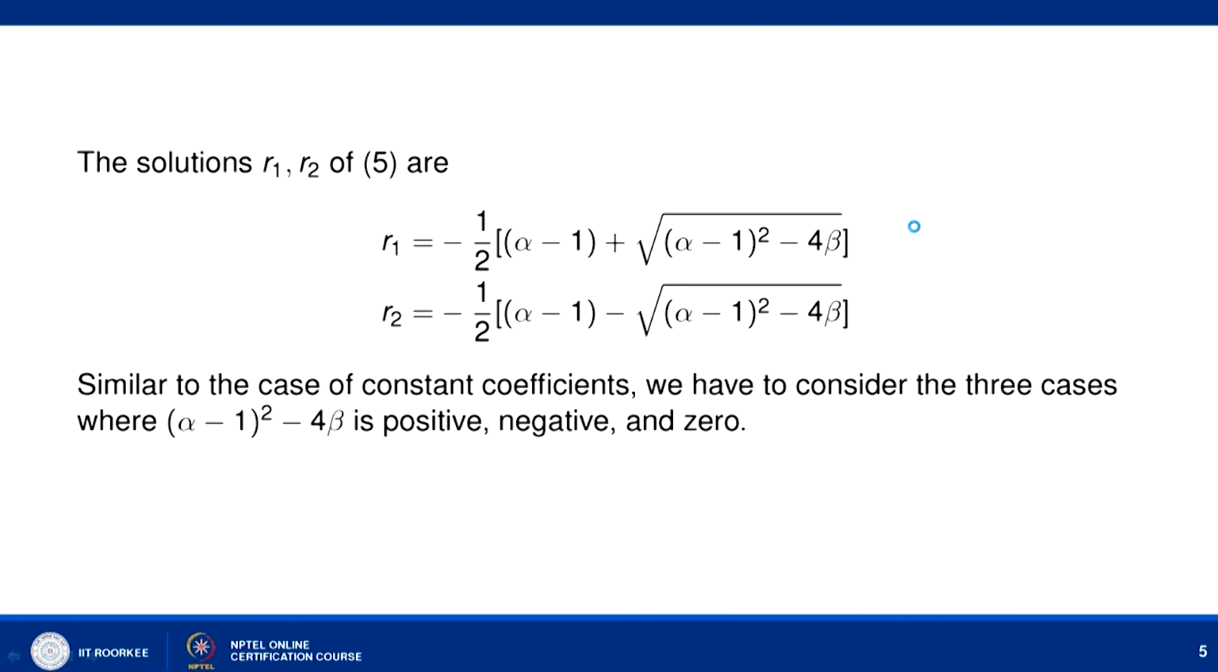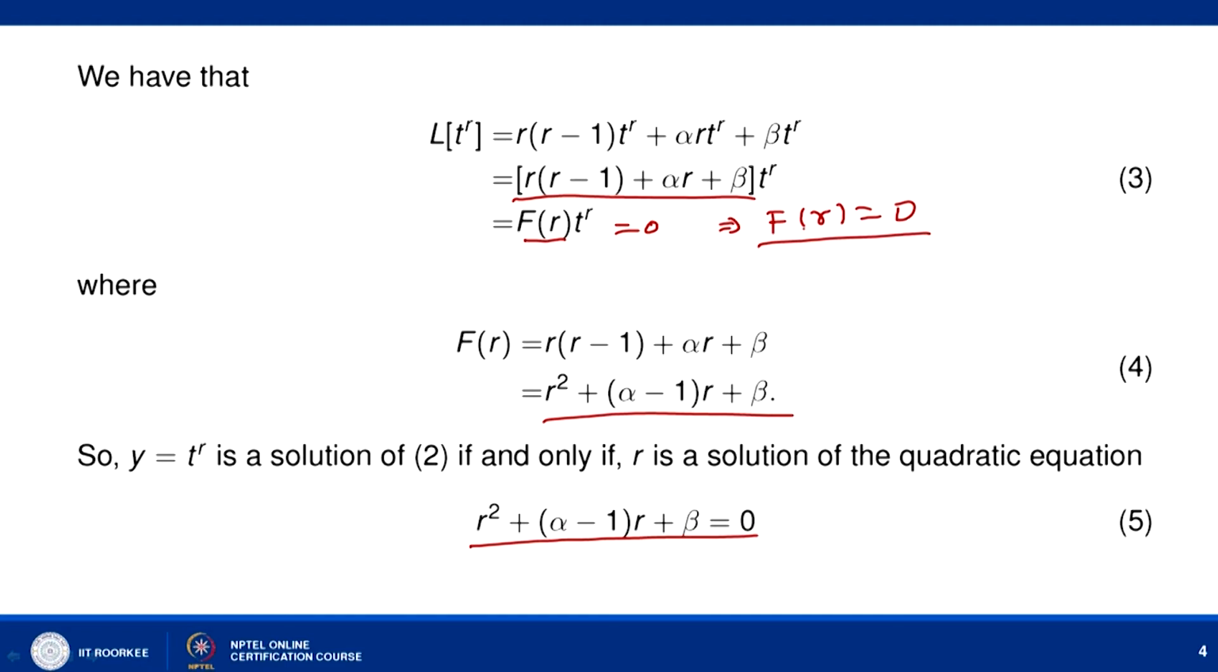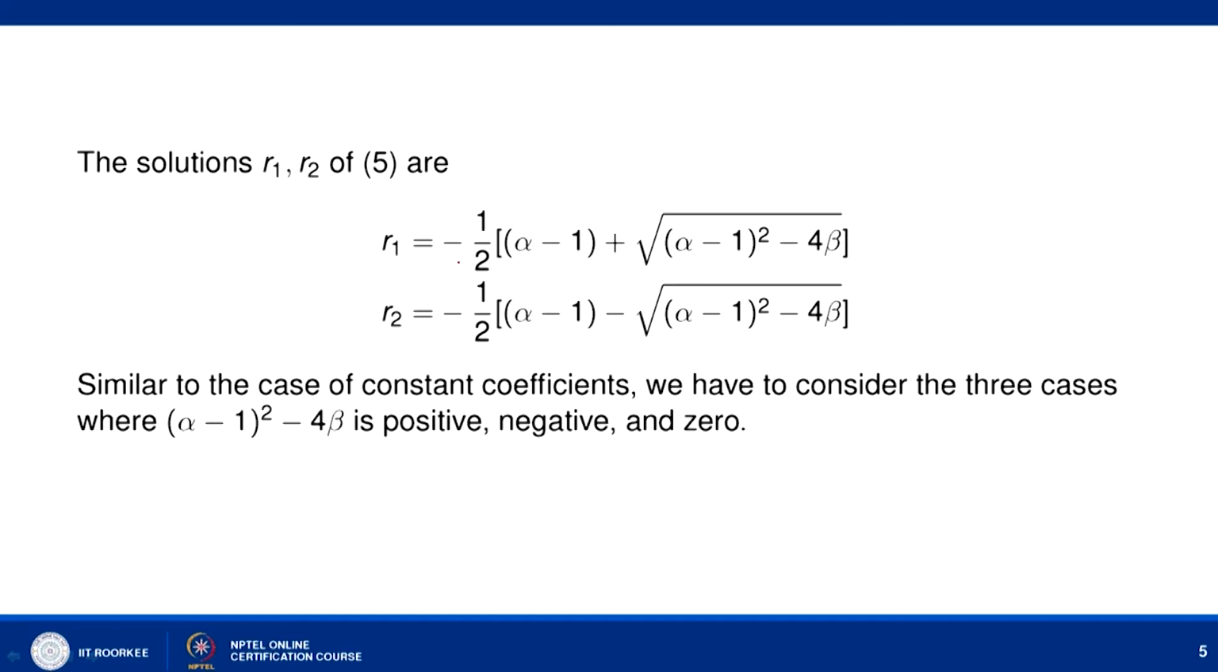So, let us find out for what values this f of r is equal to 0. For that, we can use the theory of quadratic equations, and we can find the roots r1 and r2, where r1 is given as minus 1 by 2 of alpha minus 1 plus under root alpha minus 1 whole square minus 4 beta, and r2 is the other root, that is minus 1 by 2 of alpha minus 1 minus under root alpha minus 1 whole square minus 4 beta. So, here we are able to find r1 and r2 as roots of the equation f of r equal to 0.